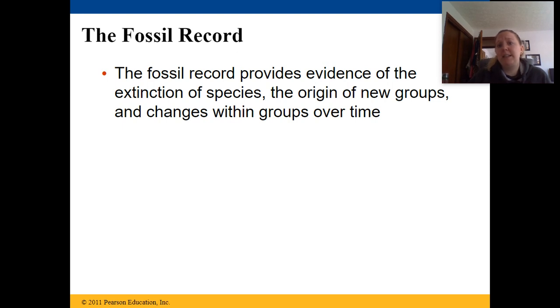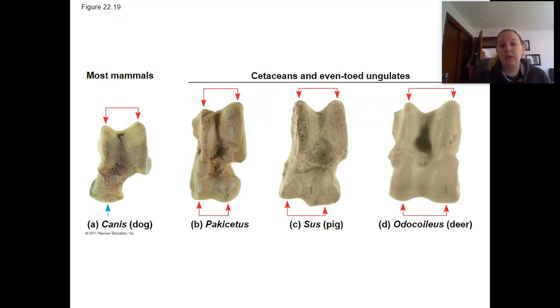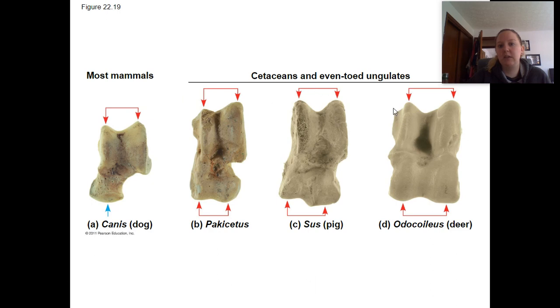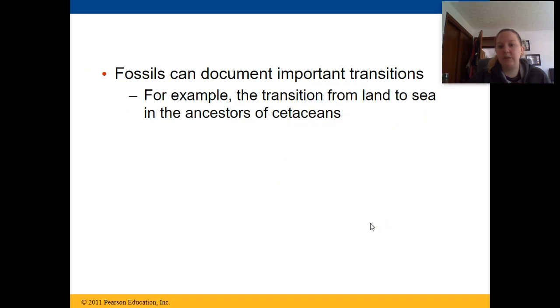The fossil record provides evidence of the extinction of species, the origin of new groups, and changes within those groups over time. So we're looking at a toe. We have a dog. So most mammals, even toad, I guess. I don't know. We're looking at bones, basically fossils of a canine. And then I don't ever remember what this one is, but then we have pig and a deer. So you can look at the fossil record to see the similar shape. Obviously, it changes over time.